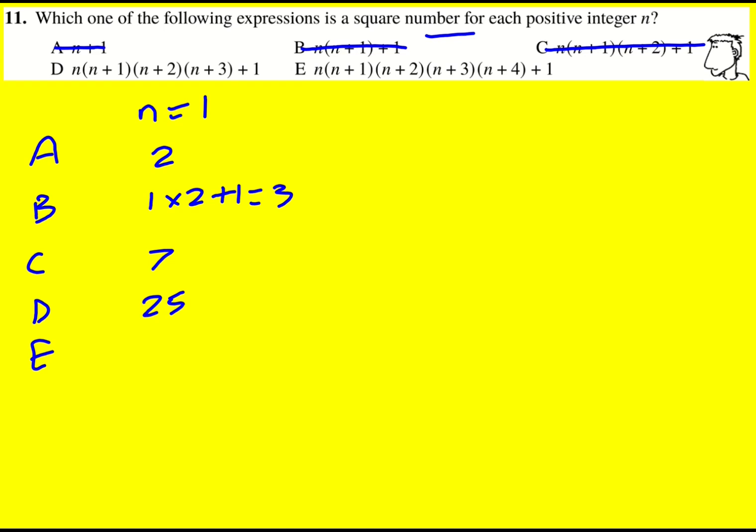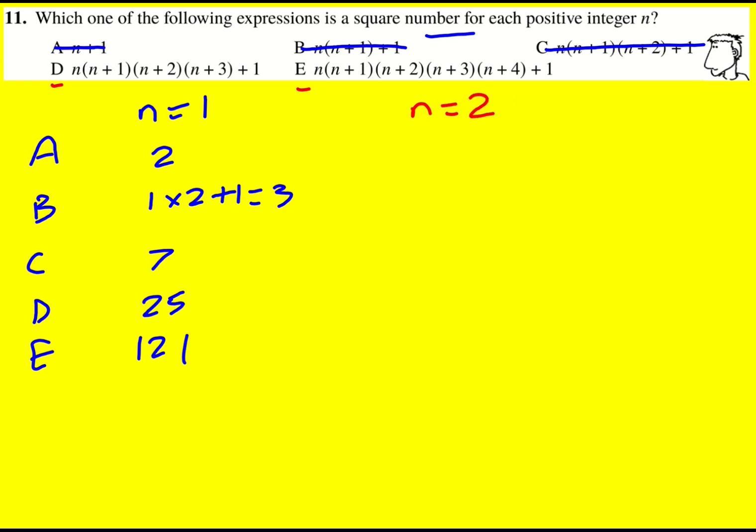Now that doesn't mean that's the answer, it doesn't mean it's true for all values, it's just true for n equals 1. And then E, we've got 24, we'd then times by 5 to get 120, plus 1 is 121. So it's going to be either D or E, and they've both satisfied the first test. Okay, let's do a second test. Let's go with n equals 2.